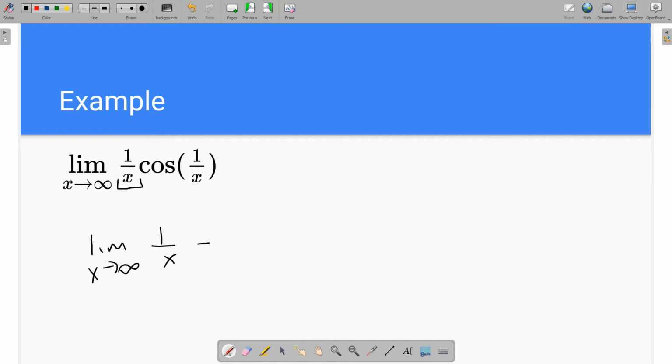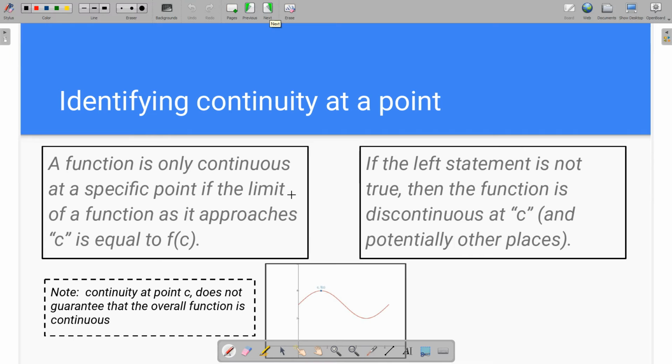And so hopefully you can see that this right here, 1 over x, is going to be equal to 0, because as you take 1 and divide it by a larger and larger number, you're going to get a smaller and smaller number, which means that this whole graph's limit would of course be 0 as well. So let's see what else we got going here.